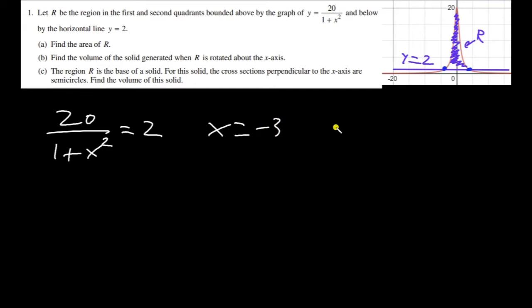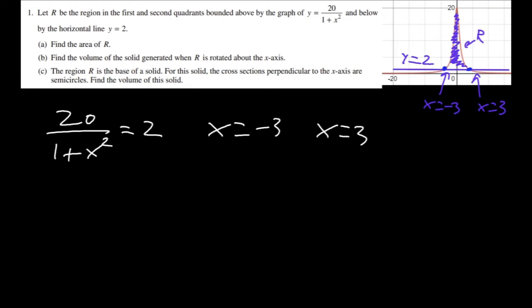Well, we're simply going to set these two equations equal to each other. Here we have y equals 20 over 1 plus x squared, and this is y equals 2, so we'll set those two equal to each other to get these 2 points. So we'll set 20 over 1 plus x squared equal to 2. If you solve this for x, you will get x equals negative 3 and x equals positive 3. Here we get x equals negative 3. Here we get x equals positive 3.